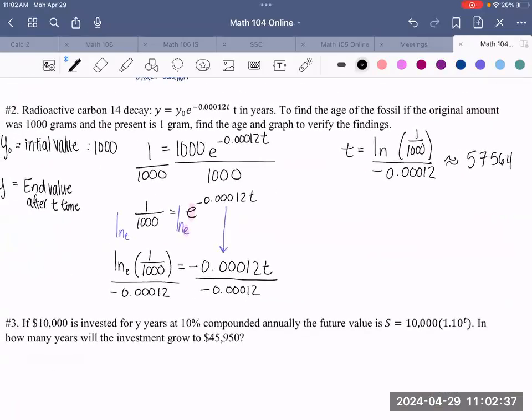Now, what does this actually mean? See if you can bring meaning to the context of your answer. If we're talking about radioactive carbon-14 decay and we want to find the age of the fossil, we can say the fossil is 57,564 years old, given that its initial gram was 1,000 and now its present gram is 1.